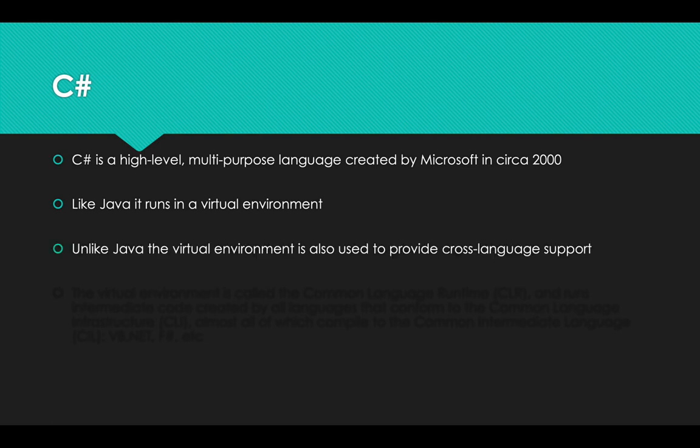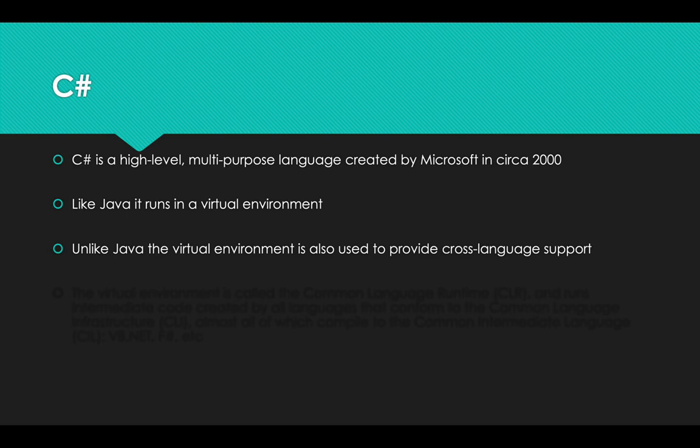But unlike the Java virtual environment that really is intended for cross-platform support, the intermediate language and the virtual machine that runs C# is really used to provide cross-language support. So while you can run C# code that's been compiled on a Mac that has .NET Framework installed, there are tons and tons of caveats that we'll go over throughout the course.